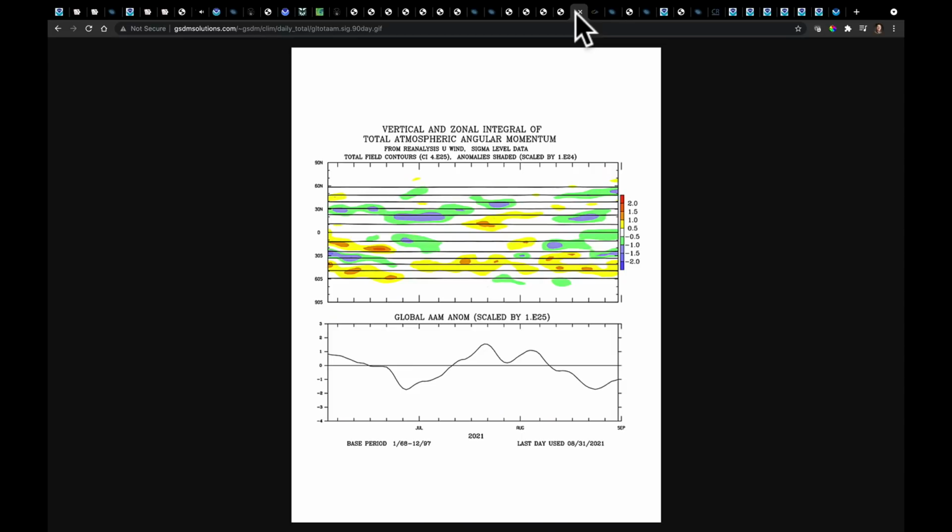Now, from there, I want to show you a couple of the bigger picture things that we've been keeping an eye on. Vertical and zonal integral of atmospheric angular momentum. We're just looking at the speed, the westward movement of the atmosphere.